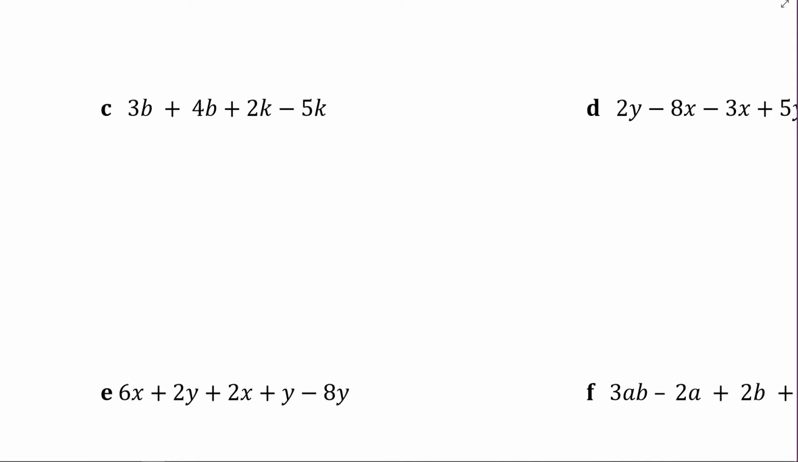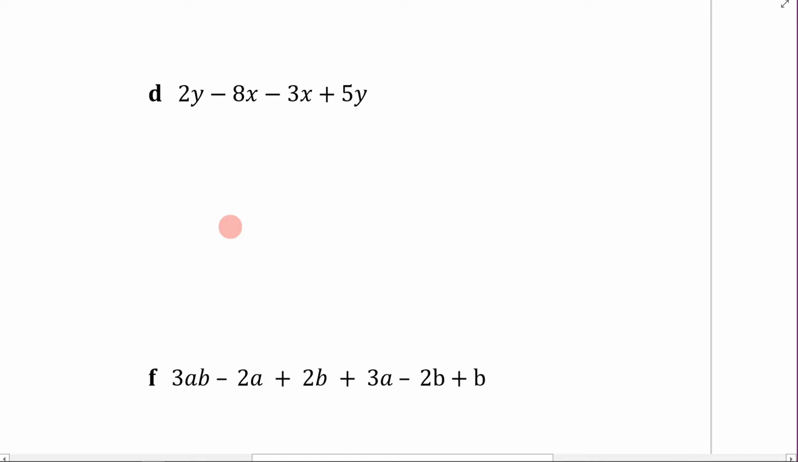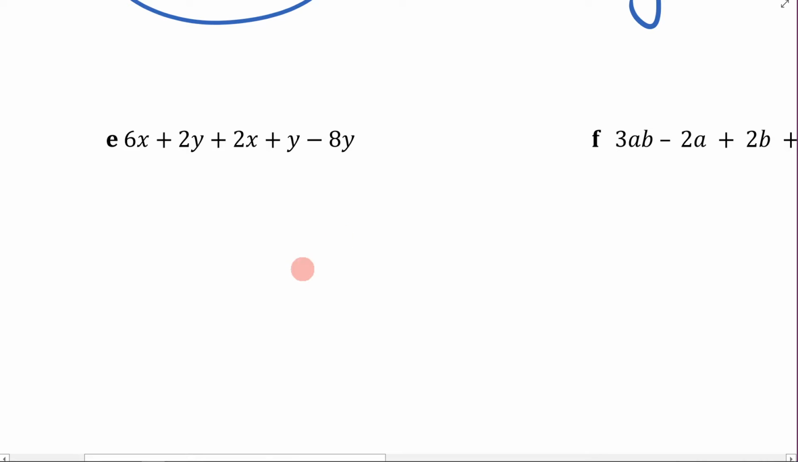Okay, what are we going to do here? I've got 3b plus 4b. Perfect. So that's going to become 7b. And then this 2k minus 5k is negative 3k. There it is. Next one. This is going to become 2y plus 5y is 7y. Then negative 8x minus 3x is negative 11x. Then we keep on going.